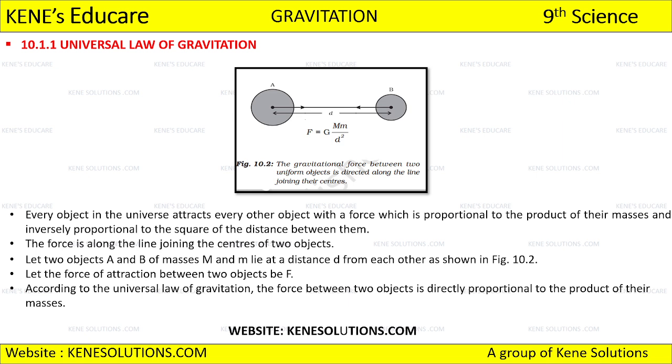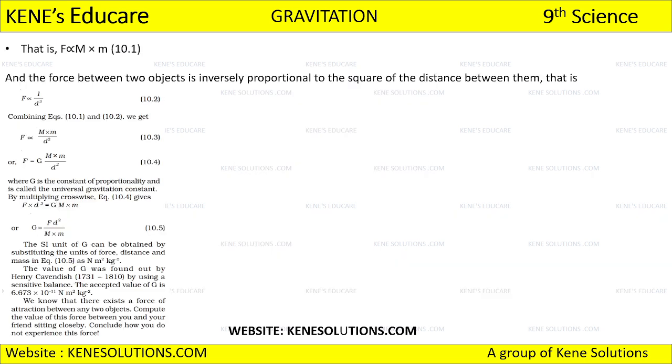I hope every one of you is going through it. So here we have how we can derive the formula: it is directly proportional to the product of the masses and inversely proportional to the square of the distance between them. On the basis of that, we get the formula F is equal to capital G, the gravitational constant that we have, times the product of masses divided by the square of the distance between them.